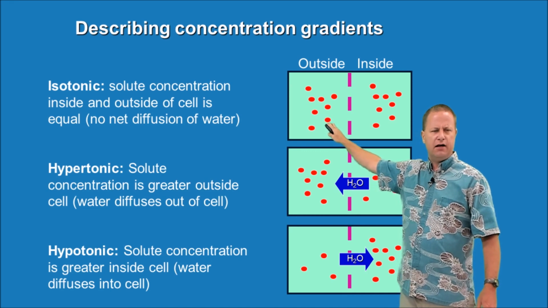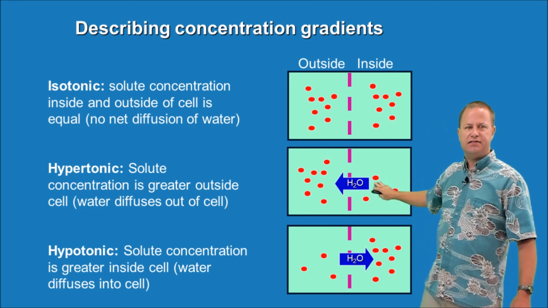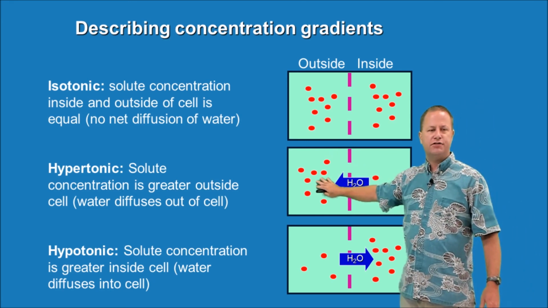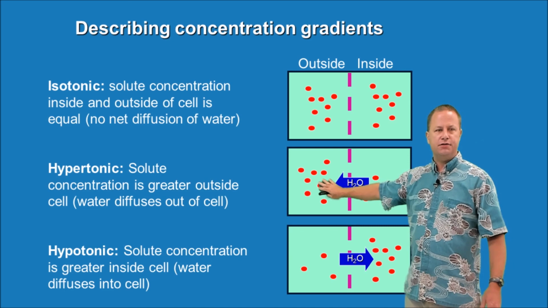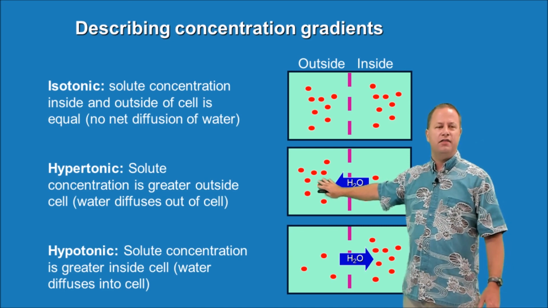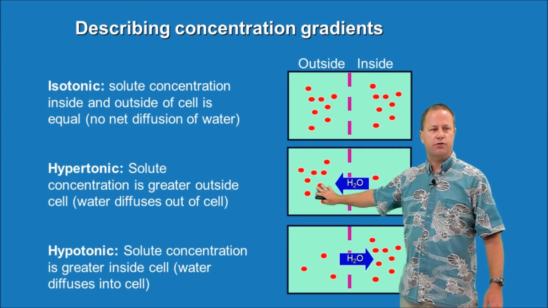Now let's look at a cell that's placed in a hypertonic solution. Hyper means greater than. So here's the solute concentration inside the cell, and we can see that it's a lot more concentrated outside the cell. Again, we have lots of solute out here, less solute in here. What do solutes do? They suck. And so the solutes are going to suck water out of the cell, causing it to shrink and crenate.